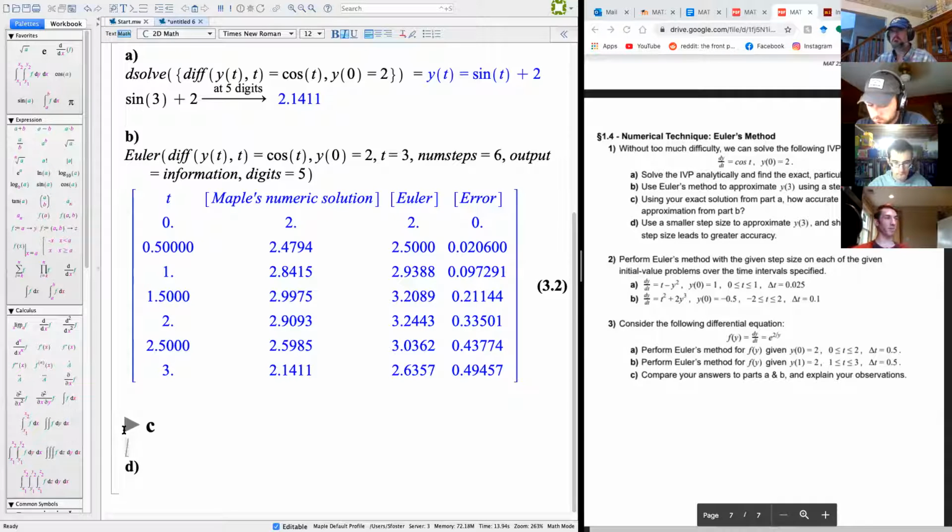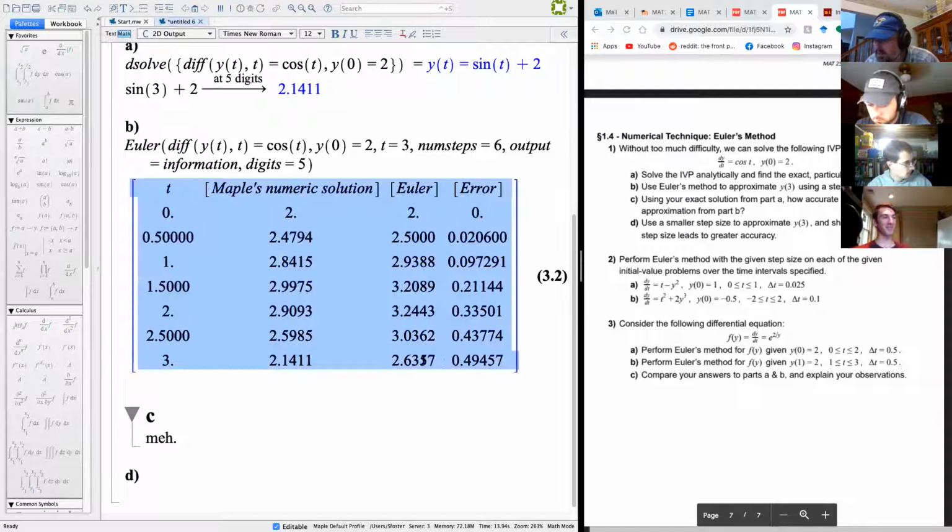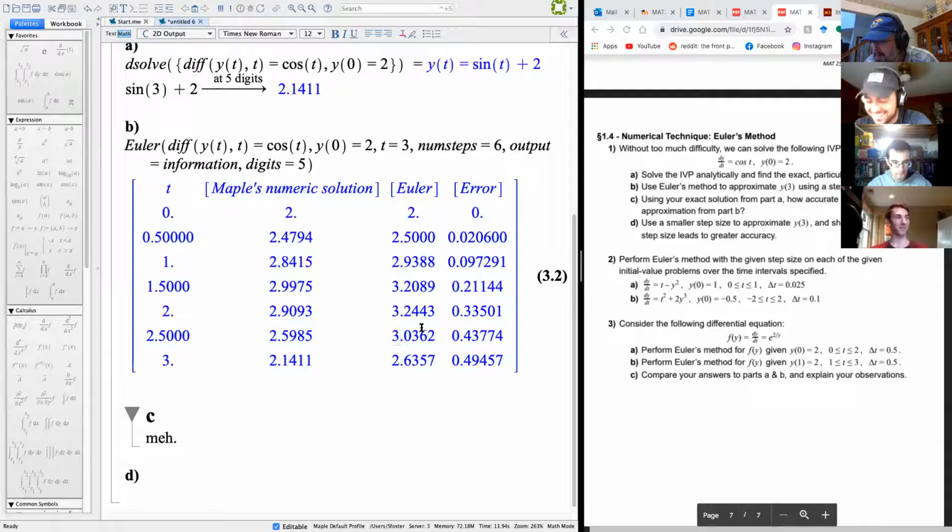So we officially concluded that the approximation was meh. Euler gave me a 2.6 and the real answer was like 2.1. So not the greatest. What does that tell us about making predictions for this function with that particular step size?